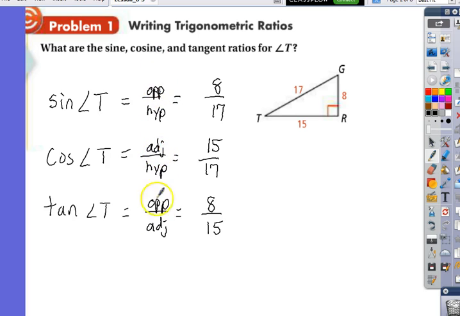How did I remember all of this stuff? Well, SOHCAHTOA. SOH: sine is opposite over hypotenuse. CAH: cosine is adjacent over hypotenuse. TOA: tangent is equal to the opposite over the adjacent. Oops, that should be an A. Or some old hippie caught another hippie tripping on acid. Okay?